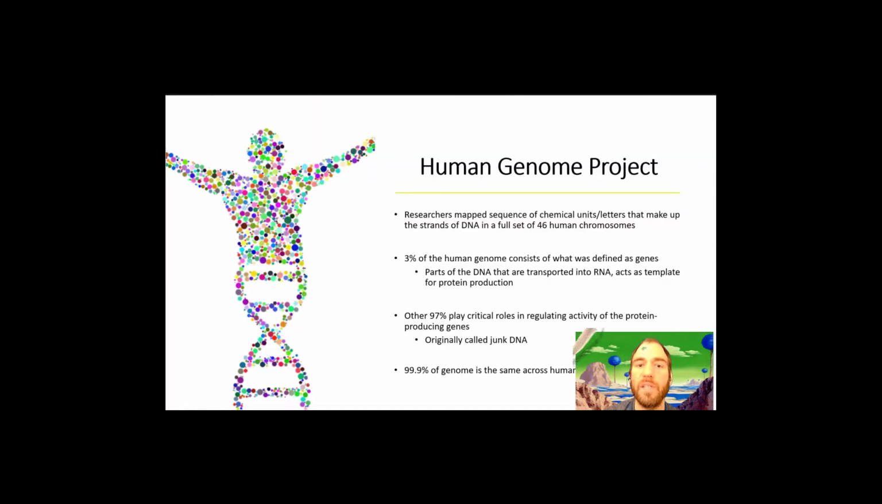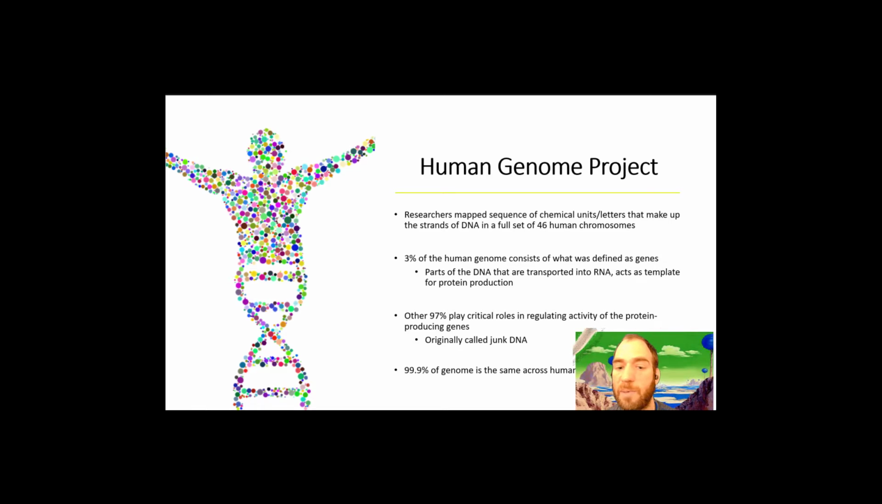So there's actually a federally funded project called the Human Genome Project. The goal of this project was to map the sequence of chemical units, or letters, that make up the strands of DNA in a full set of 46 human chromosomes. 3% of the human genome consists of what was defined as genes, parts of the DNA that are transcribed into RNA and act as templates for protein production. The other 97% play critical roles in regulating activity of the protein-producing genes.